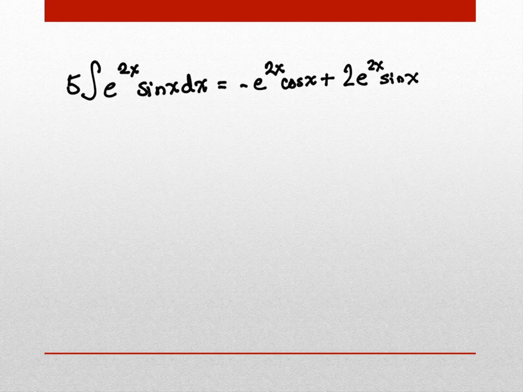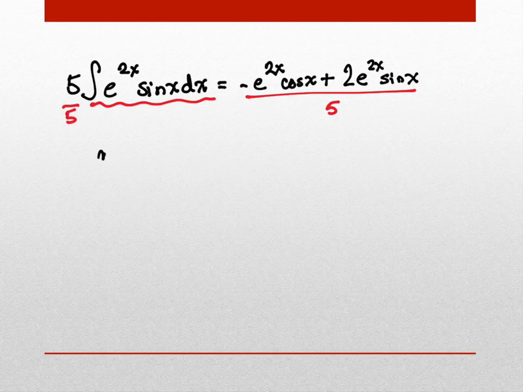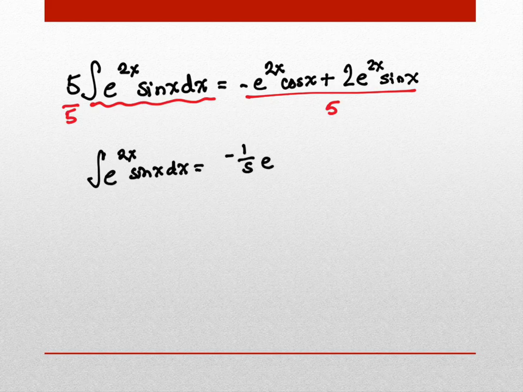Now, that's not exactly where I'm going to stop. I need to do one more thing. Any idea what it might be? I need to divide both sides by 5. The goal is to solve for this thing, right? I've consolidated them now, that's good, but I really want to solve for it. So I need to divide by the 5 that's occurring. I'll divide each piece by 5. So the solution then is that the integral of e to the 2x sine of x dx is equal to negative 1/5 e to the 2x cosine of x plus 2/5 e to the 2x sine of x. You can write it over 5 if you want.